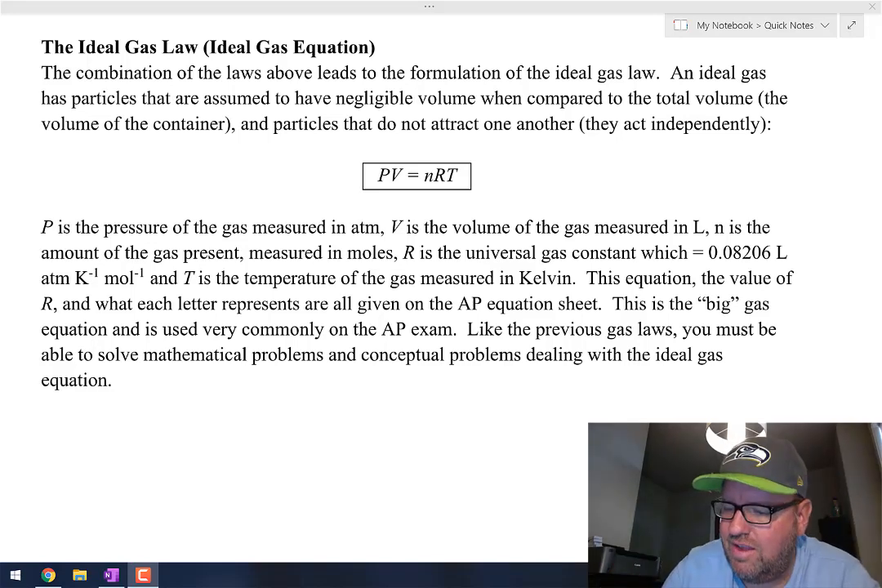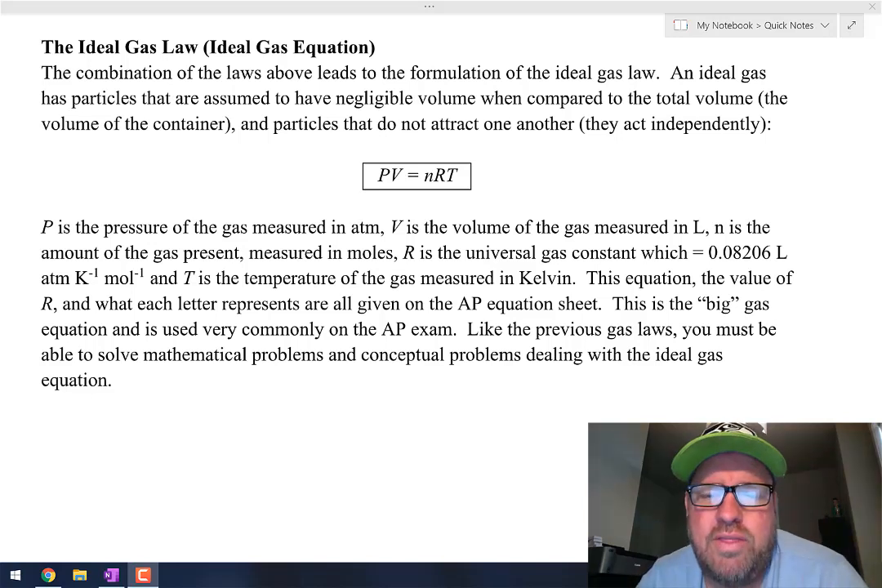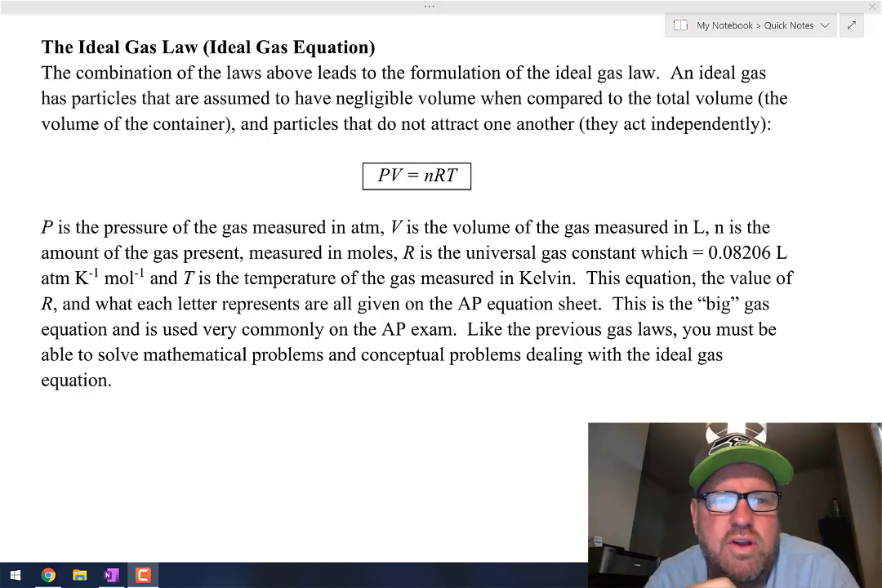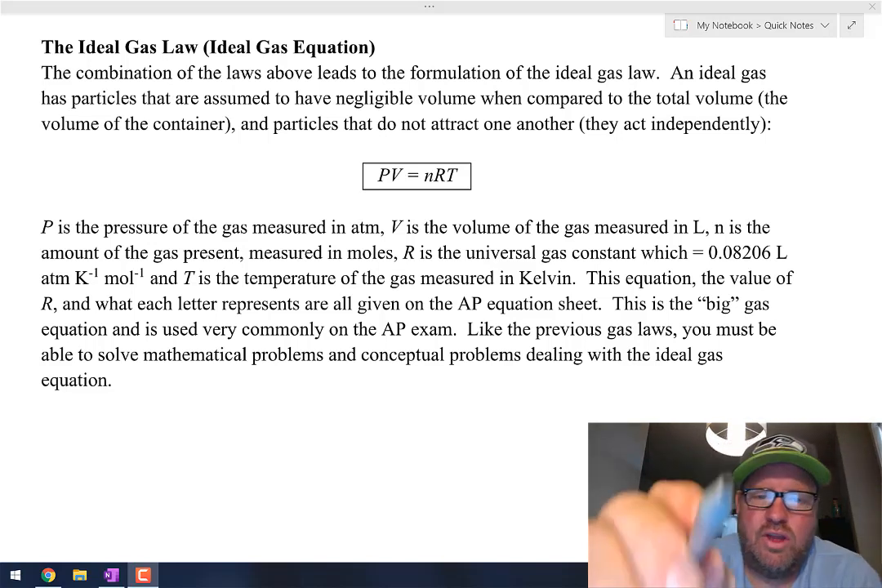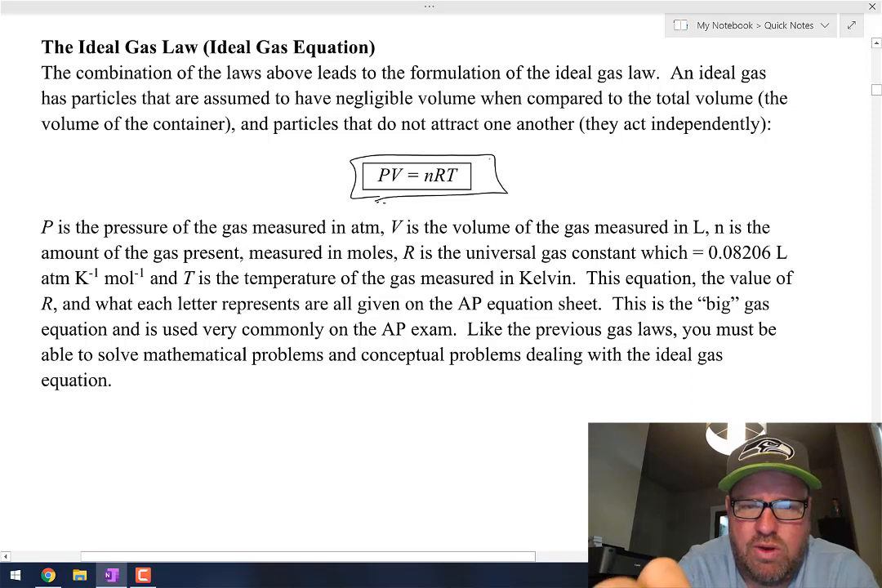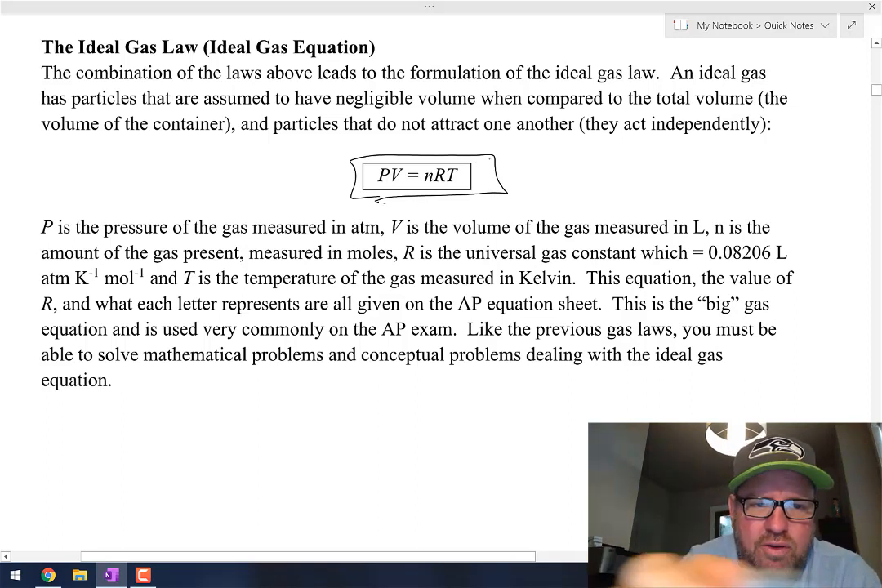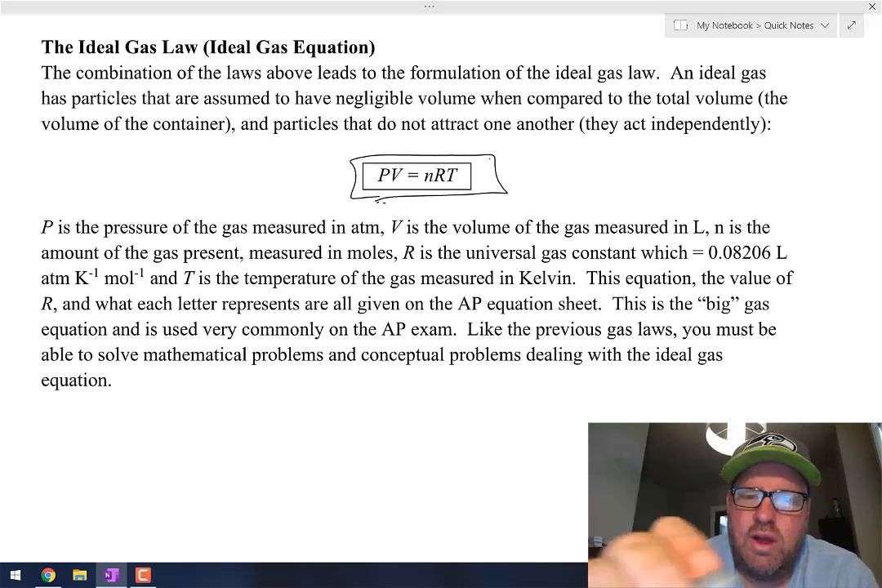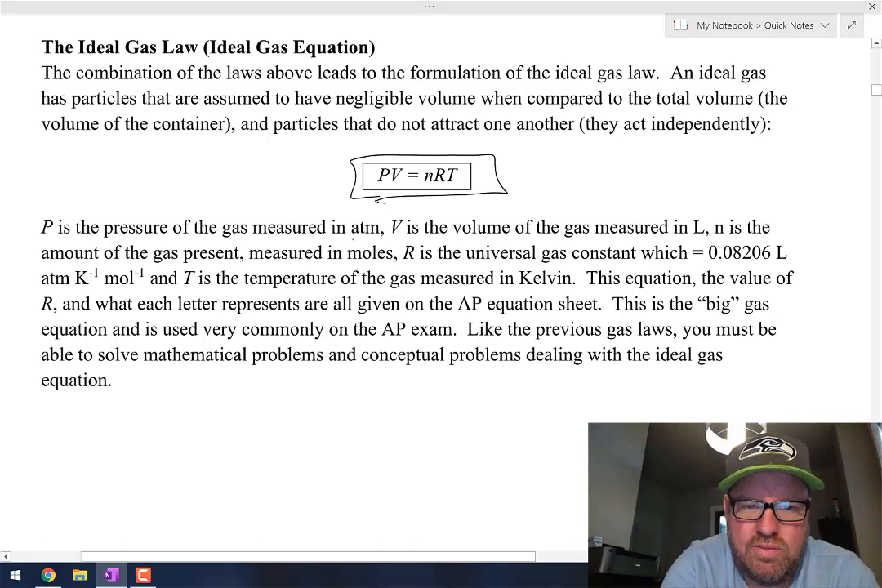All right, the ideal gas equation. This is the big equation for this gas section that we're covering here in Unit 2. And the equation, as you can see here, is PV equals nRT, where P is the pressure. Now, in this case, we've got to be very careful here because whenever you use the ideal gas equation, the pressure must be in atmospheres.